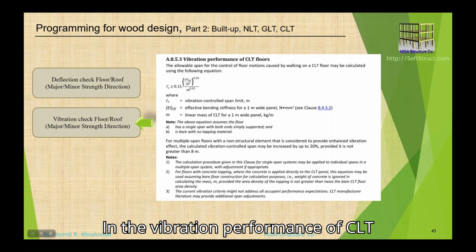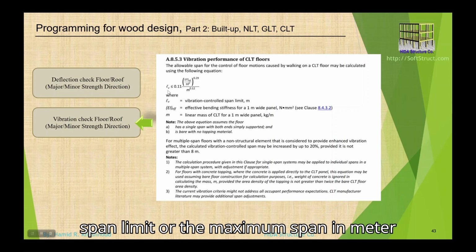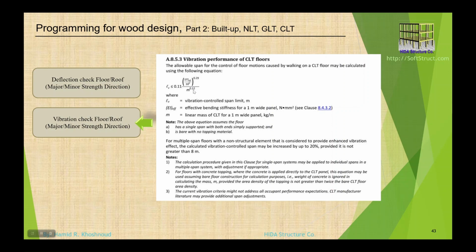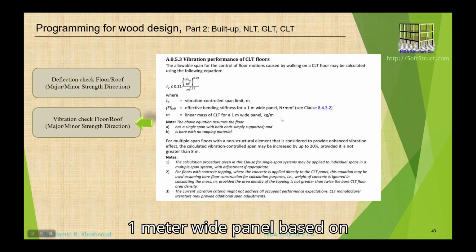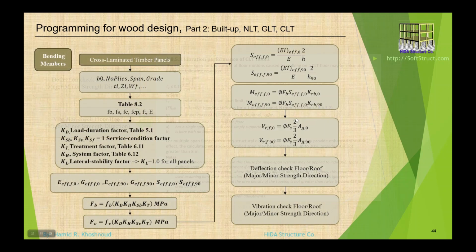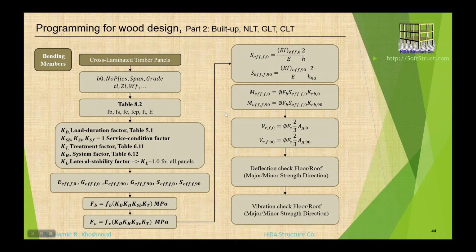In the vibration performance of CLT floors, L_v, the vibration control span limit, or the maximum span in meters, must be smaller than or equal to 0.11 multiplied by (E effective over 10 to the power 6) to the power 0.29, divided by m to the power 0.12, where m is the linear mass of CLT for a 1 meter wide panel, in kilograms per meter. This is the whole design flowchart for cross-laminated timber panel, CLT.